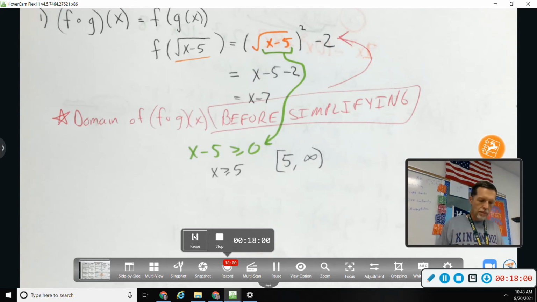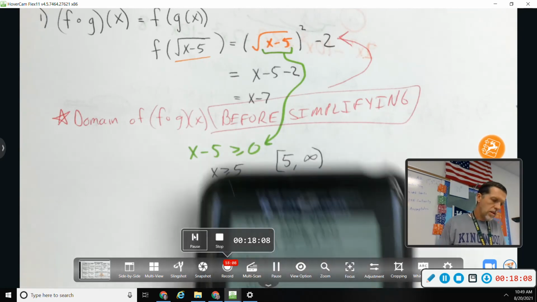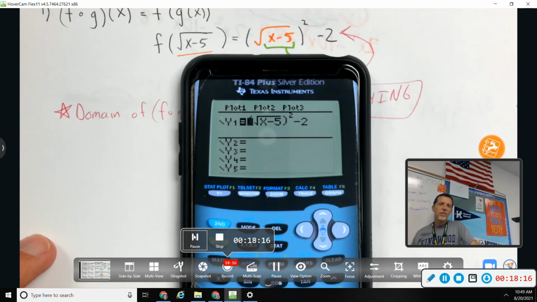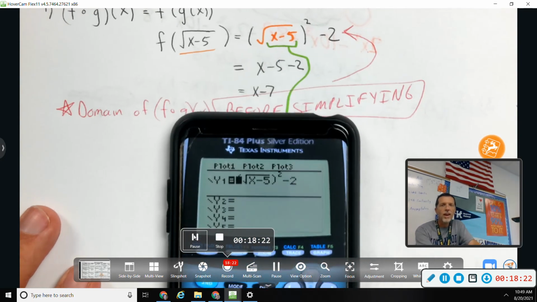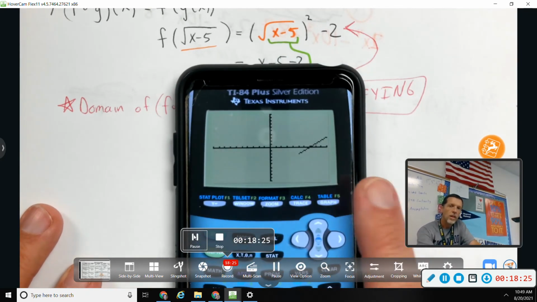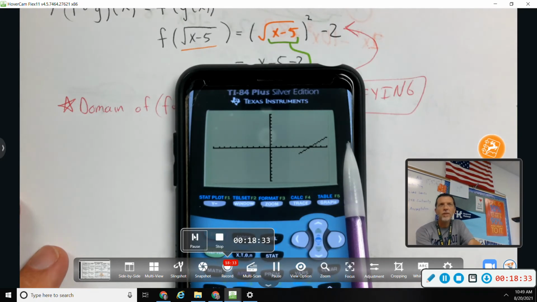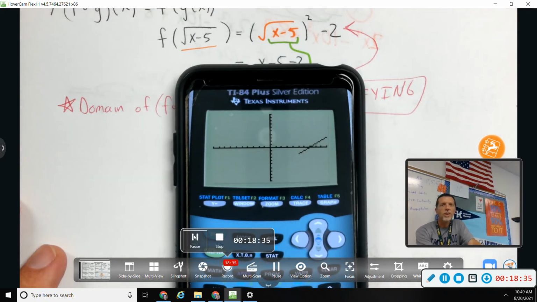Let me try to show you that on the calculator. Yes, that's my phone. Have we not seen this before? So I put in square root of x minus 5 squared minus 2. So that should be the same thing as x minus 7. And it kind of is, but you can tell that the domain starts at 5 and goes from there because of that square root thing. So is it the same graph as x minus 7? Not exactly because of the domain.